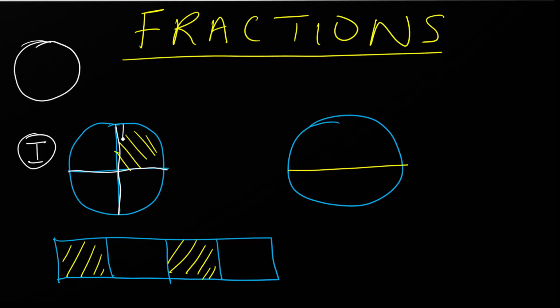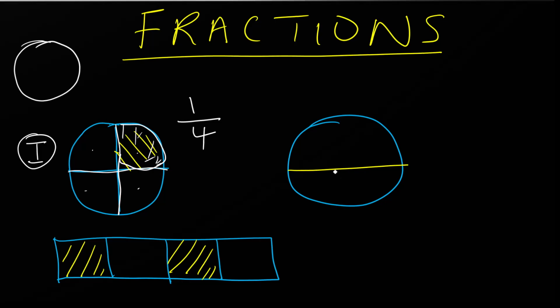So once I take one out of the division here, it becomes what? Fraction. So we have 1 out of 1, 2, 3, 4. So 1 out of 4. I've taken 1 out.